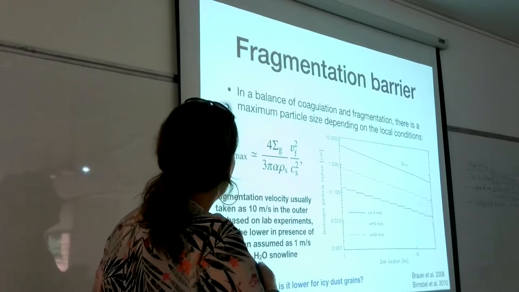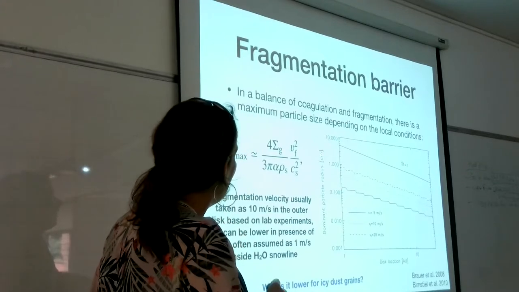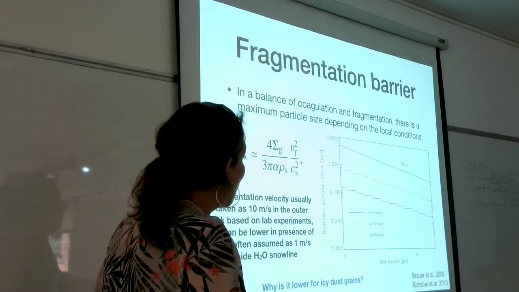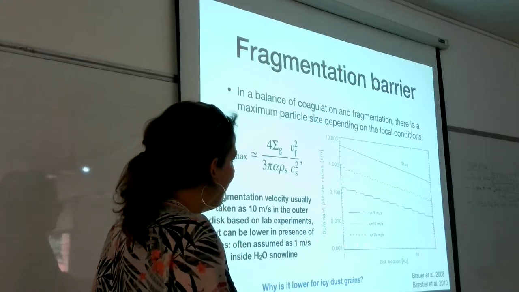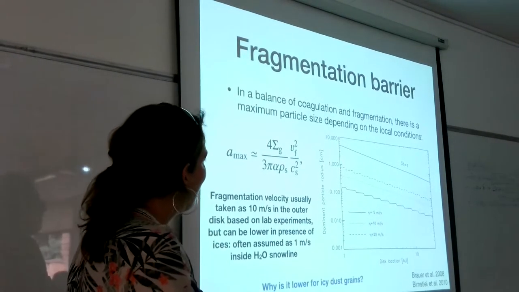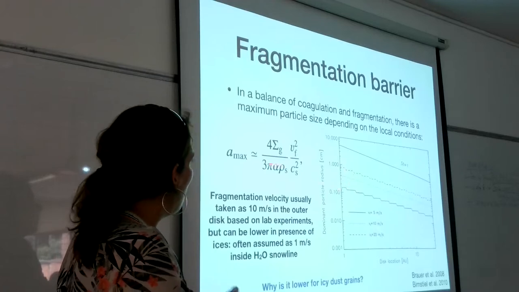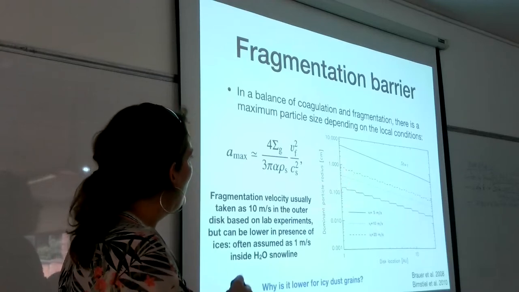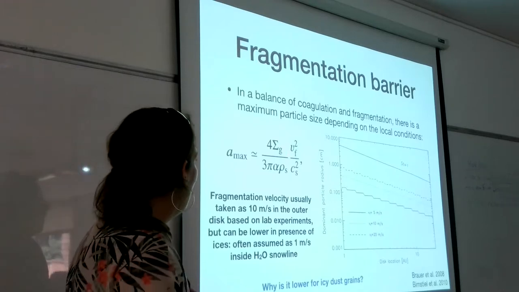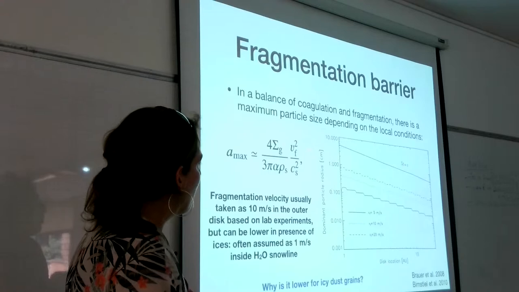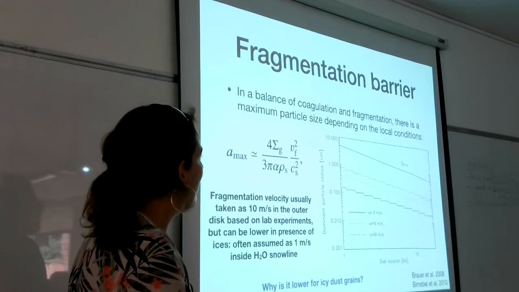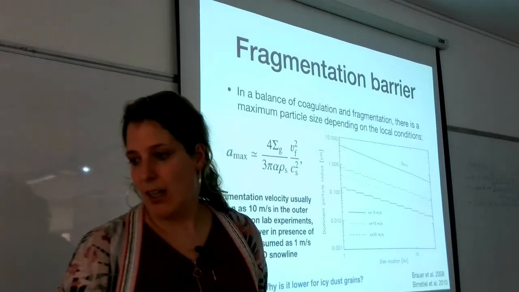And so this a_max is shown in this plot here, the dominant particle radius, as a function of location for different values of that fragmentation velocity. As you can see, the a_max depends on this location, mostly because of the gas surface density that is also depending on radius, and to some level on the sound speed. And then depending on your assumed fragmentation velocity, you get slightly different values.